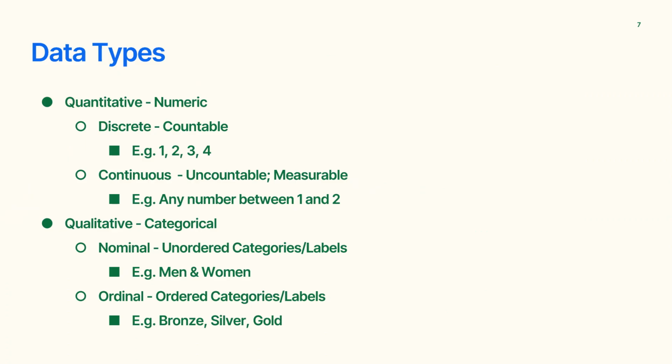Next, we'll be talking about the statistical analysis key concepts. First, we have data types. We divide data into two categories, quantitative and qualitative. Quantitative data is numeric and can either be discrete, like whole numbers, or continuous, like measurements that fall on a scale. Qualitative data, or categorical data, can be nominal, such as labels with no order like male or female, or ordinal, which have a clear order like bronze, silver, and gold.